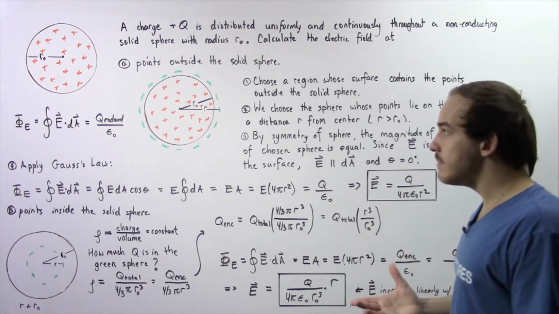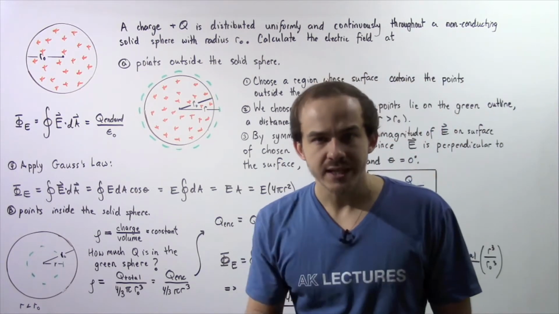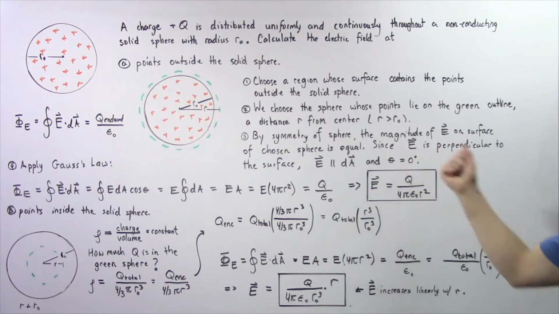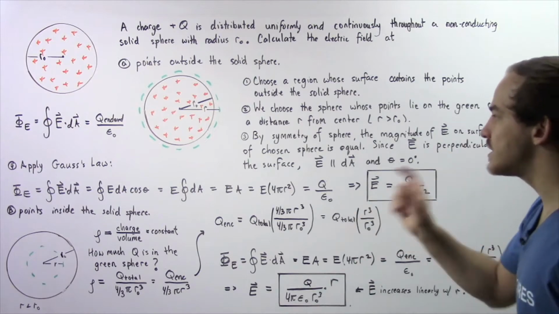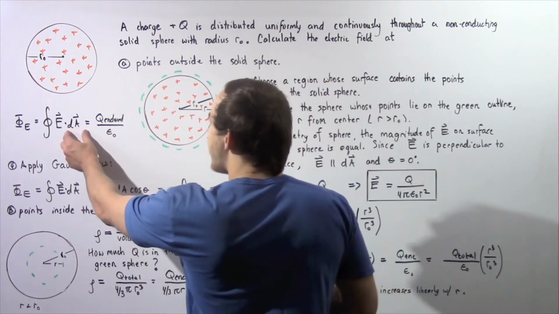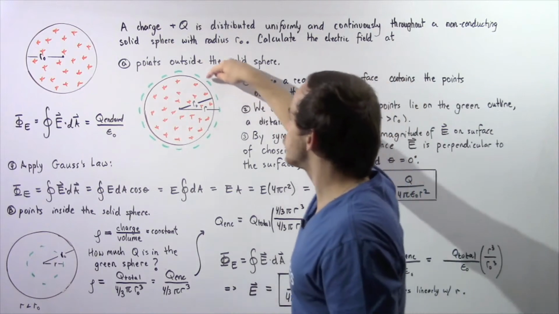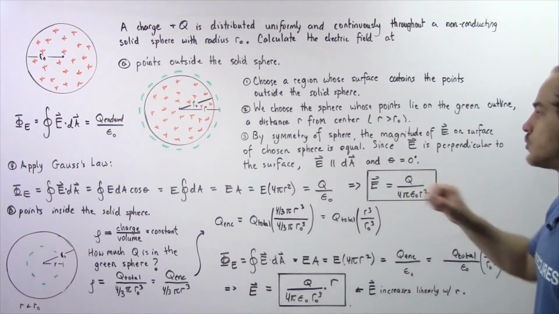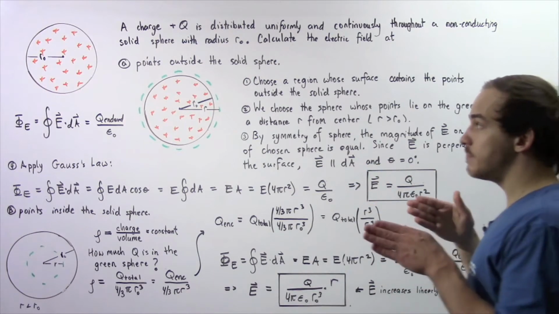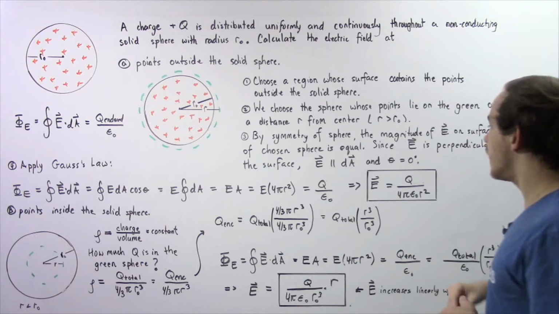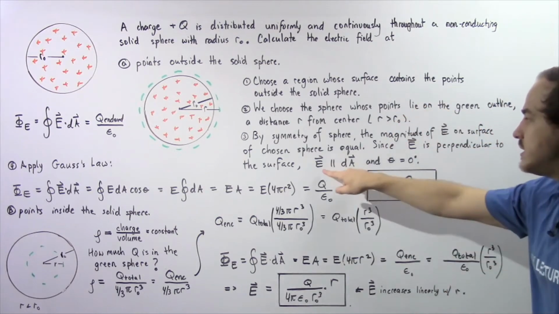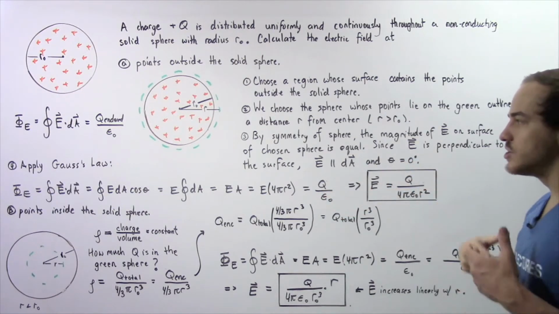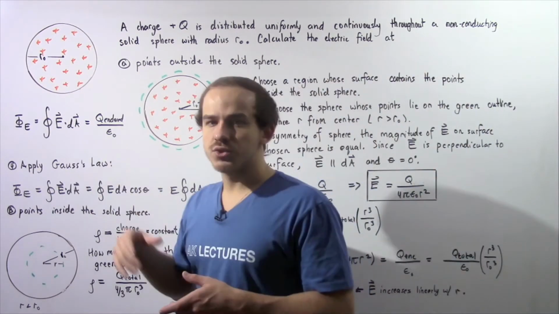The magnitude is the same, and the direction is always perpendicular with respect to the green surface. So since the electric field is perpendicular to the surface, and because this dA is always perpendicular to the surface, that implies that our electric field is parallel to dA. And because they point in the same direction, that implies that the angle between these two vectors is 0. And this will become important in just a moment. So now we are ready to apply Gauss's law.